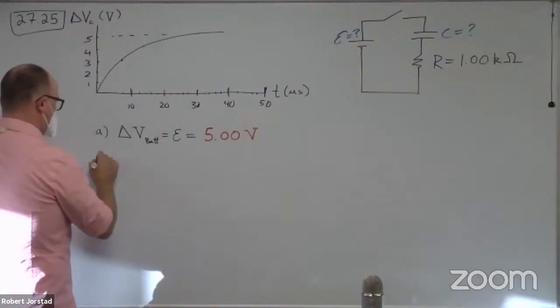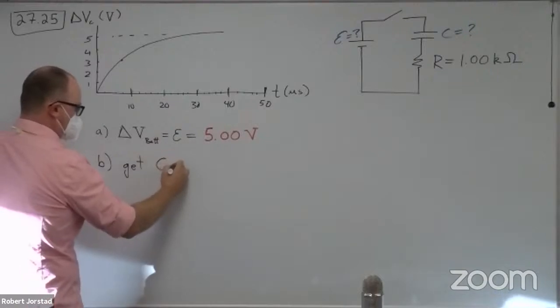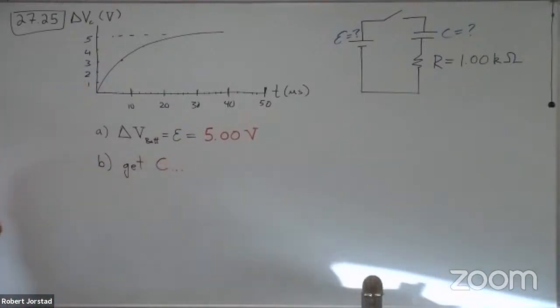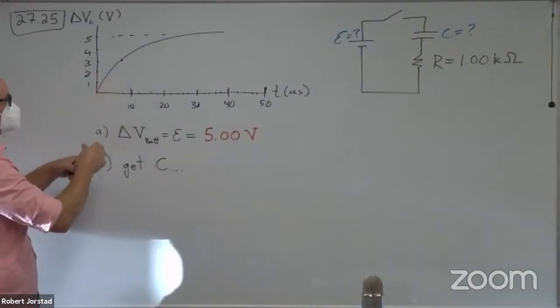Part B, what are we supposed to figure out? Capacitance? Well, how would you attack it, in your opinion? You agree we need some kind of equation that has C in it, all right? Can you think of any equations that have C in it? Okay. Actually, what does this curve represent?